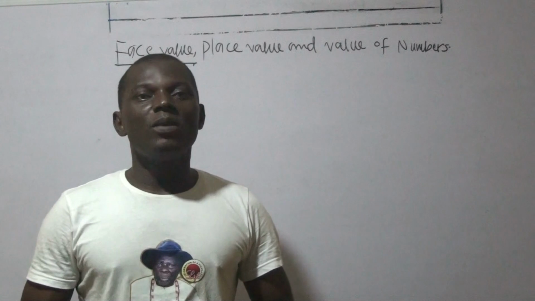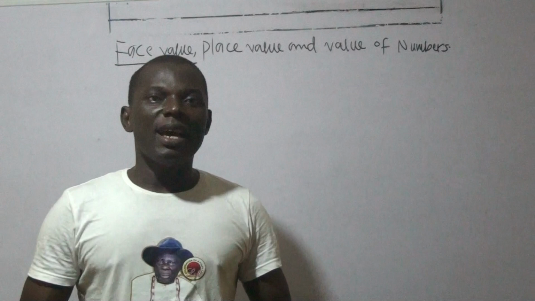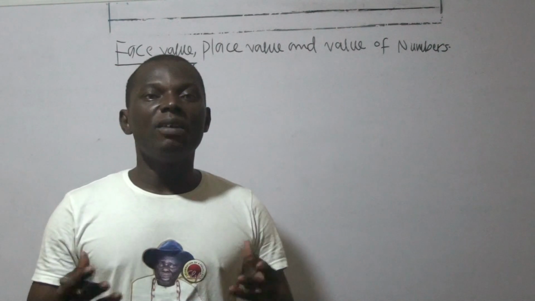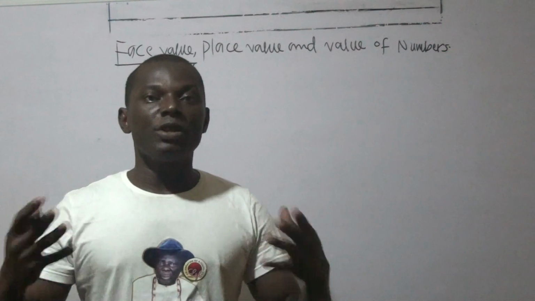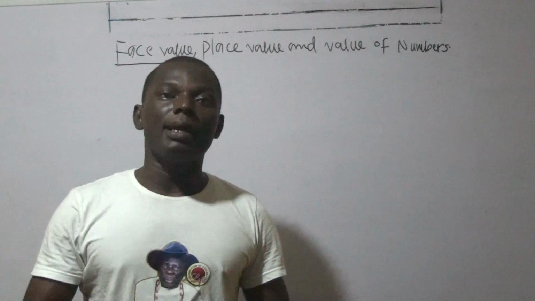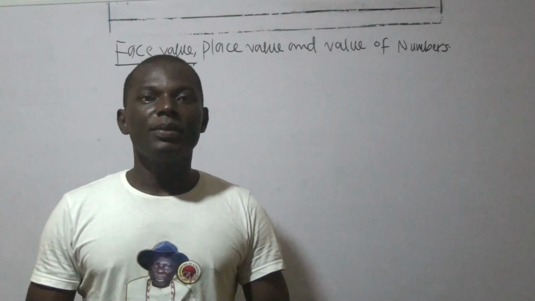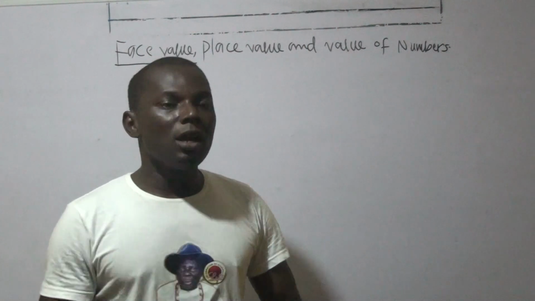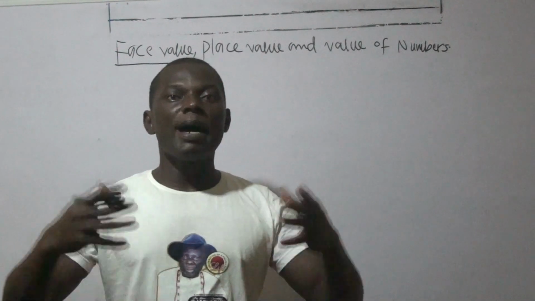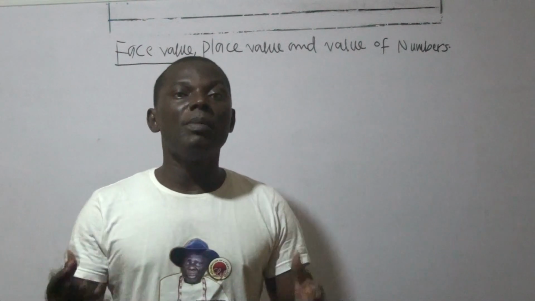So for every number mentioned in any position, the number mentioned in that position is the face value. The face value of any number is the number actually mentioned in that position. That is the meaning of face value. Then we're talking about place value. We're talking about position, the position the number is standing.